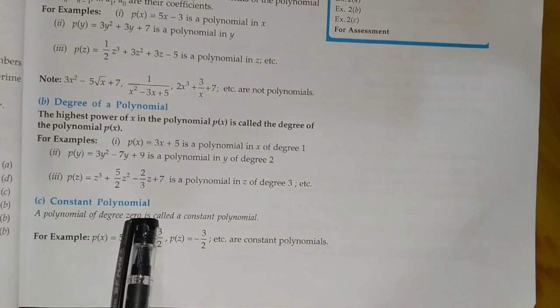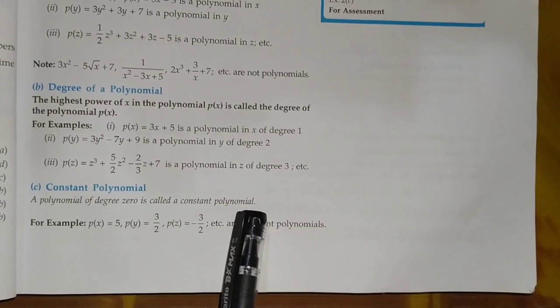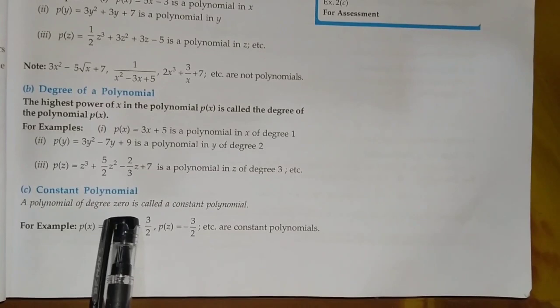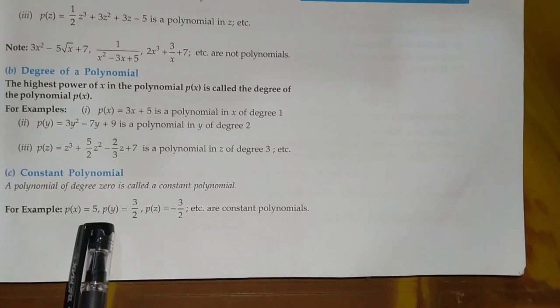Number C, constant polynomial. A polynomial of degree 0 is called a constant polynomial. For example, p(x) = 5.